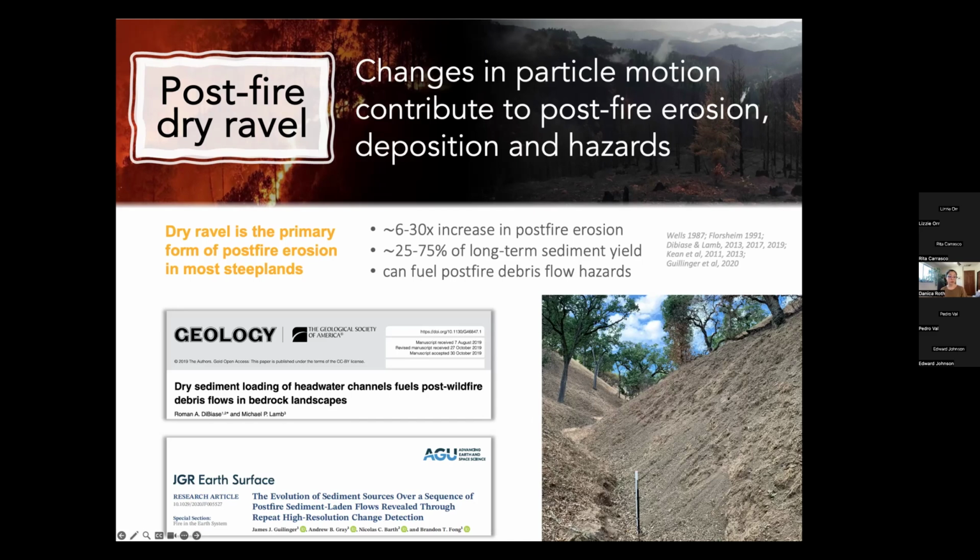And recent work has also shown that dry ravel deposits in channels can fuel post-fire debris flows. So if we want to better predict debris flow initiation or runout, we need to know what's loading the channel, and our current models can't predict that. So we need better connections here between dry ravel transport modeling and site-dependent parameters that are controlling where, when, and how much dry ravel is going to get dumped down these hillslopes.